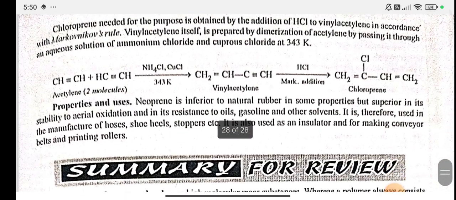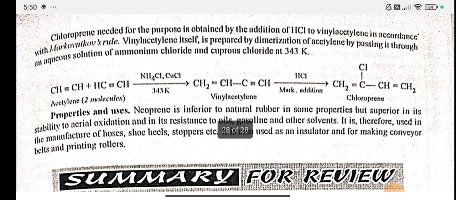Chloroprene needed for the purpose is obtained by the addition of HCl to vinyl acetylene in accordance with Markovnikov's rule. Vinyl acetylene itself is prepared by the dimerization of acetylene by passing it through an aqueous solution of ammonium chloride and cuprous chloride at 343 Kelvin. Two molecules of acetylene, HC≡CH, at 343 Kelvin with NH4Cl and CuCl give vinyl acetylene, which on Markovnikov's addition with HCl gives chloroprene.